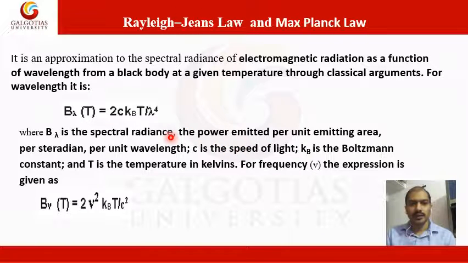Among the number of laws, the Rayleigh-Jeans law is very important, which tries to explain blackbody radiation. It is an approximation to the spectral radiance of electromagnetic radiation as a function of wavelength from a black body at a given temperature, through a classical argument. For wavelength, it is B lambda T equals 2 c kB T upon lambda to the power 4, where B lambda is the spectral radiance, the power emitted per unit emitting area per steradian per unit wavelength, c is the speed of light, kB is the well-known Boltzmann constant, and T is temperature in kelvins. For frequency, the expression is given as B nu T equals 2 nu square kB T upon c square.